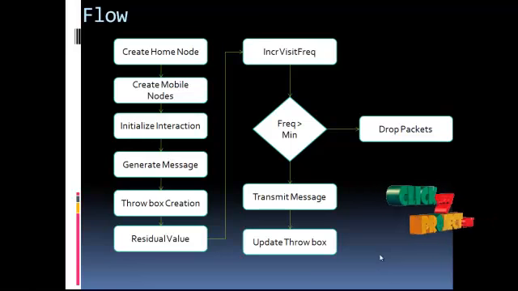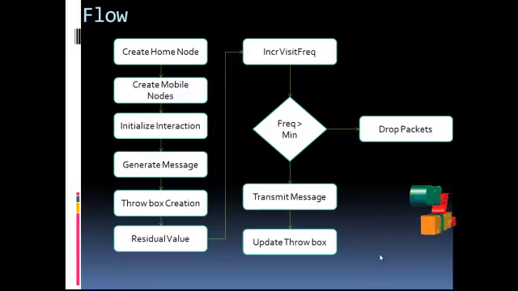After that, with message generation, we can transmit the message through our network based on the prediction of community. Then we have to analyze the throw box. This throw box is the history of communications. In the throw box, we maintain the communication frequencies of successful transmissions. After this, we compute the residual value for each node for each community. This residual value increases the visited frequency of each node.